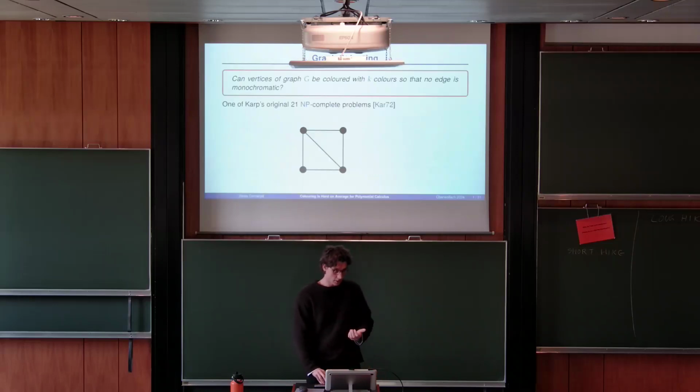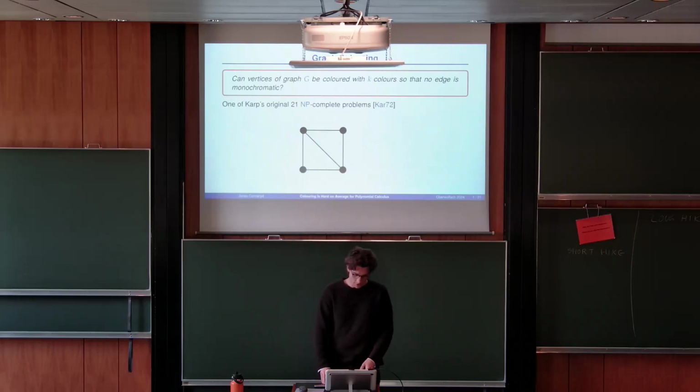So we're going to be talking about the graph coloring problem. We have a graph G. We want to determine whether its vertices can be colored with K colors so that there is no monochromatic edge. One of the original 21 NP-complete problems. You've all heard of this problem before. Let's do a very small toy example, just to be overly certain that we know what problem we're talking about. So this small 4-vertex graph can be colored with three colors, but not two.